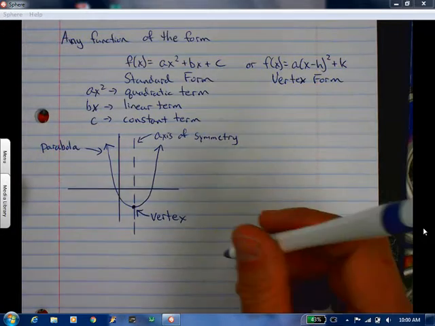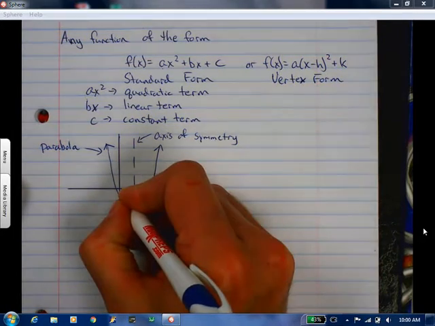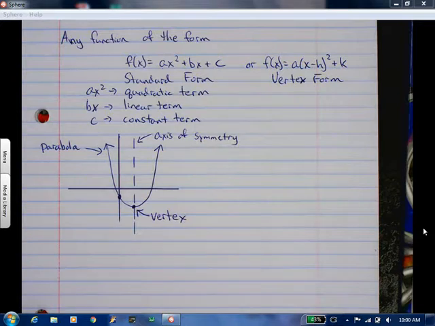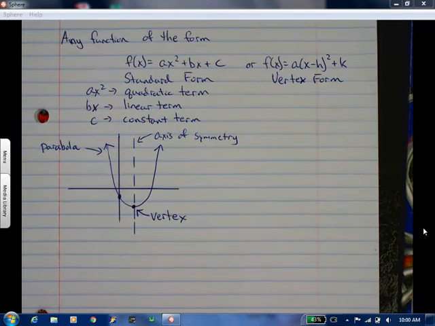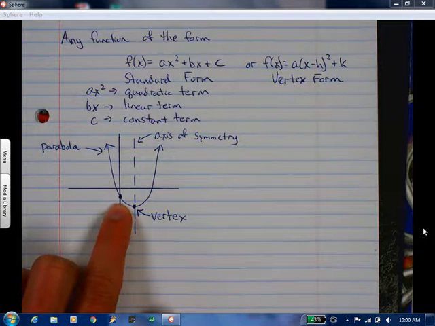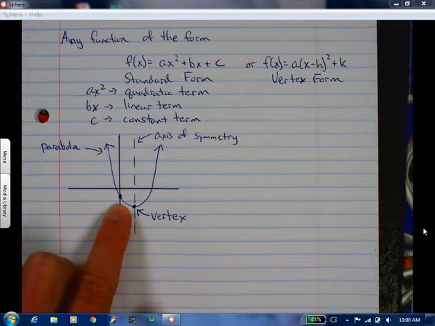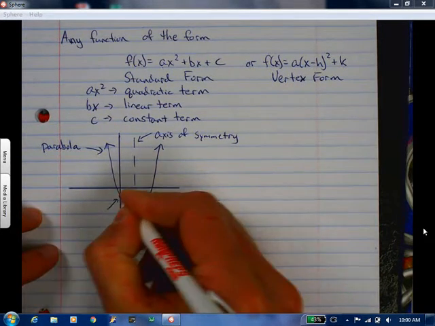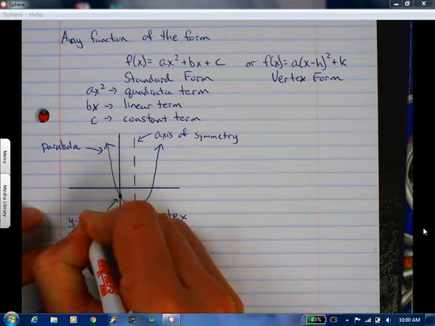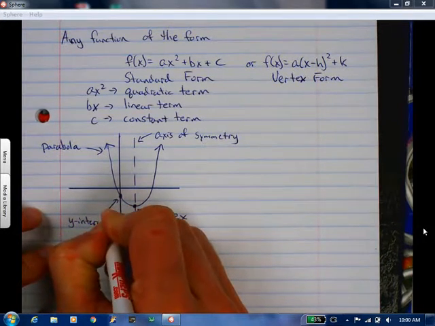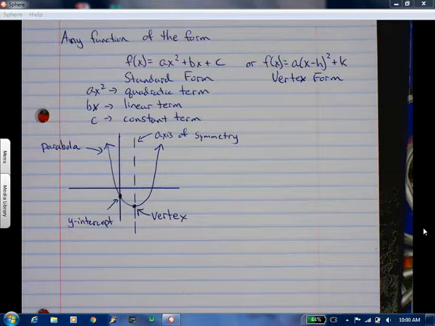What am I going to call this part right there on the y-axis? What do we call the point where a graph crosses the y-axis? Y-intercept. So we have a y-intercept. Y-intercept is easy. It has one single name.